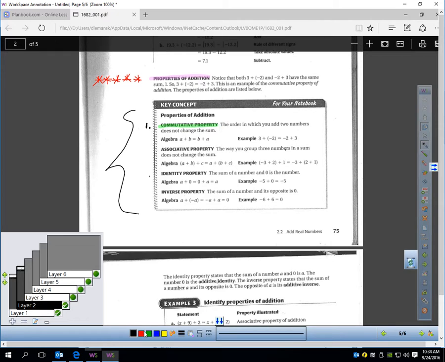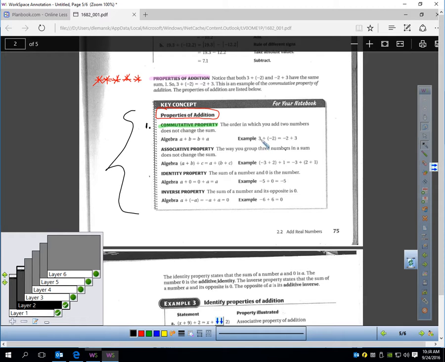These are all properties of addition. Maybe I should circle this. All 4 of these are properties of addition. The first property I'm going to talk about is the commutative property. It says the order in which you add 2 numbers does not change the sum. So in other words, you notice here, they have on the left side of the equal sign, 3 plus negative 2, and on the right side they change the order. The commutative property says you can change the order when you add and you're going to get the same answer.